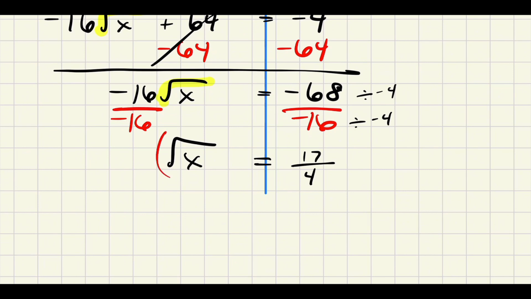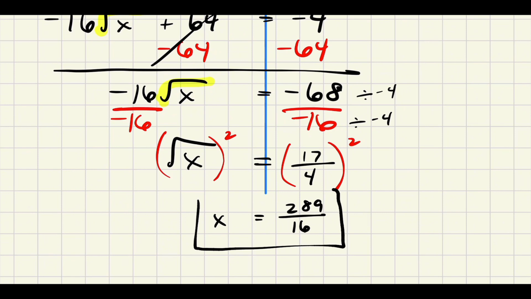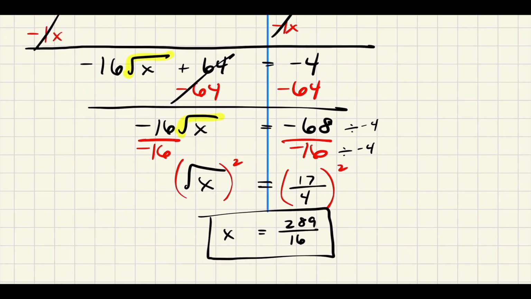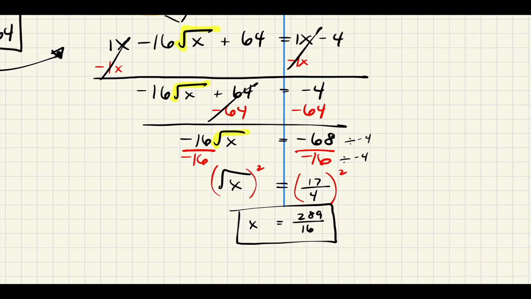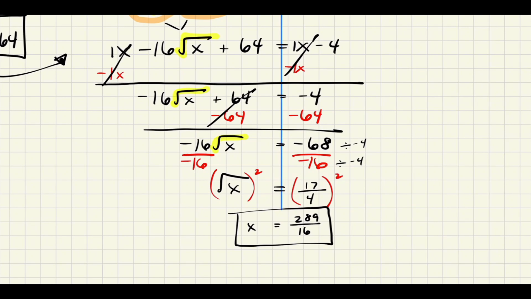Very last step, square them. 17 times 17 is 289. 4 times 4 is 16. I don't believe that will be able to be reduced. I can check, but I don't think they share anything that can be reduced. Not 2, not 4. I don't believe 8.